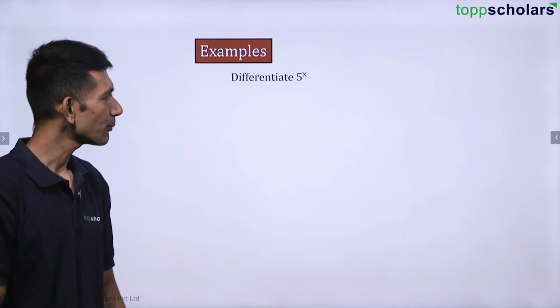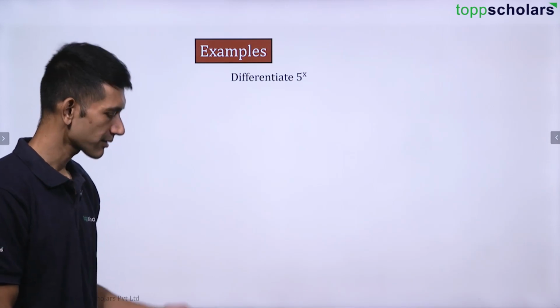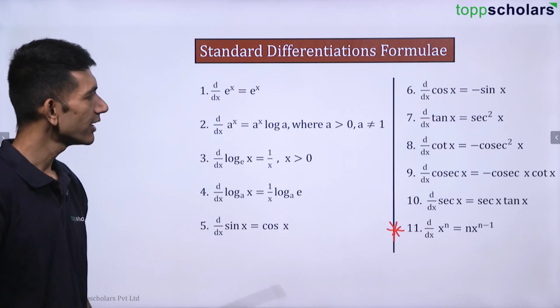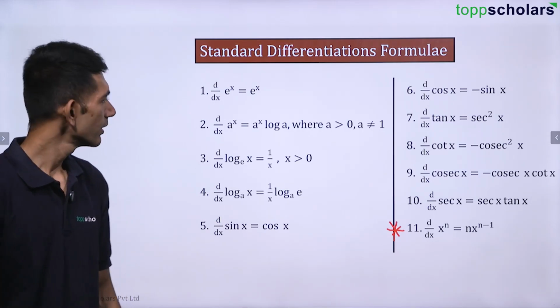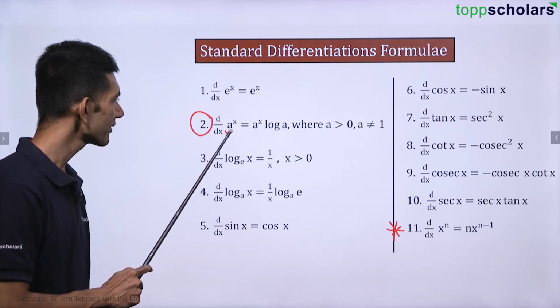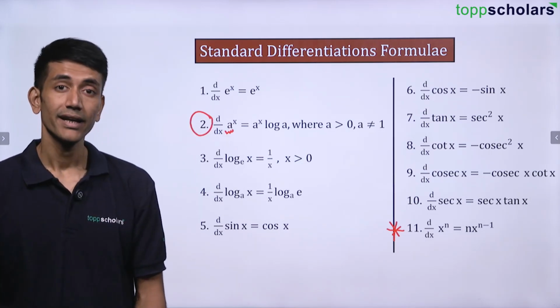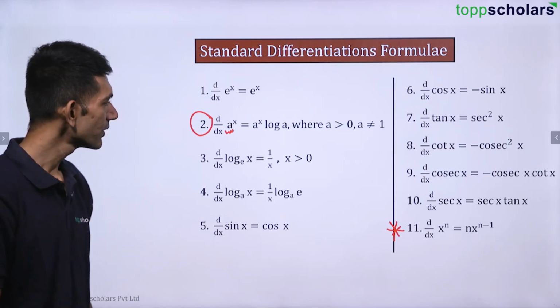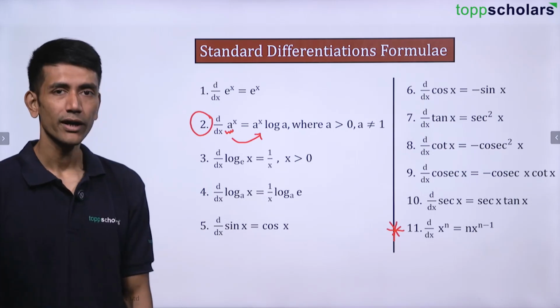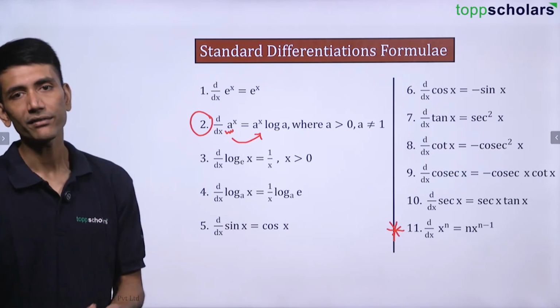Okay. So we are supposed to differentiate 5 raised to x. Now see, you need to identify from here 5 raised to x. It looks like what? Can I say it looks like this? 5 raised to x, correct? A raised to x, exponential function. And we know that the derivative of a raised to x is a raised to x log a. So instead of a, you have 5. That's it.